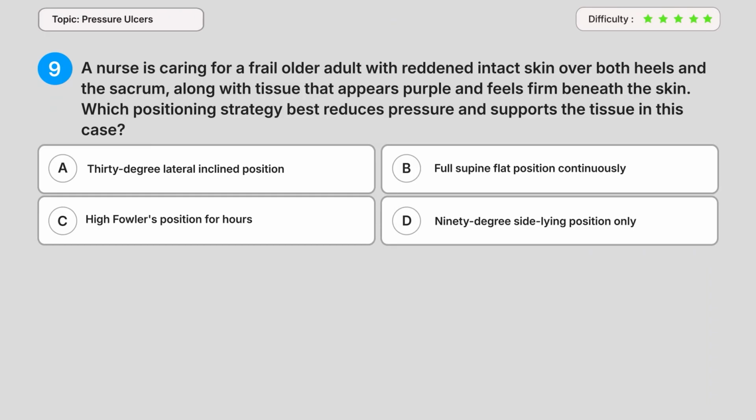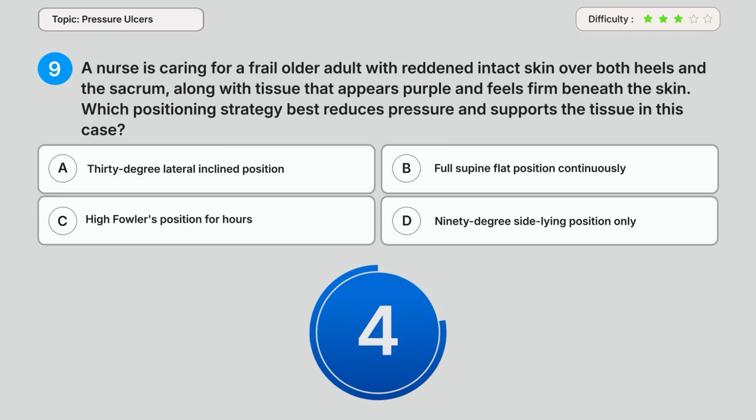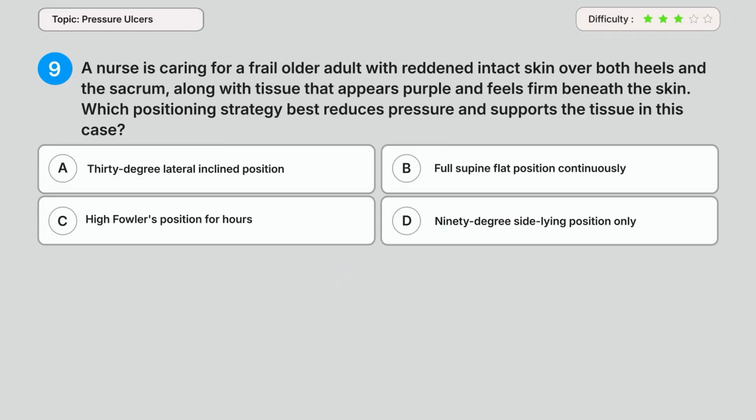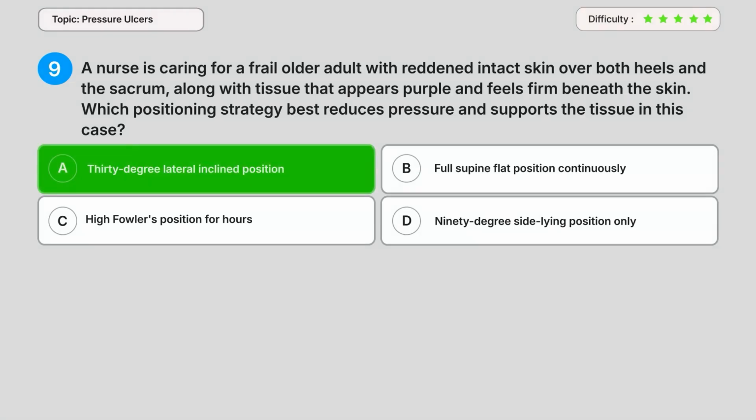A. 30-degree lateral inclined position. B. Full supine flat position continuously. C. High Fowler's position for hours. D. 90-degree side lying position only. Can you guess the answer? Correct answer. A. 30-degree lateral inclined position.